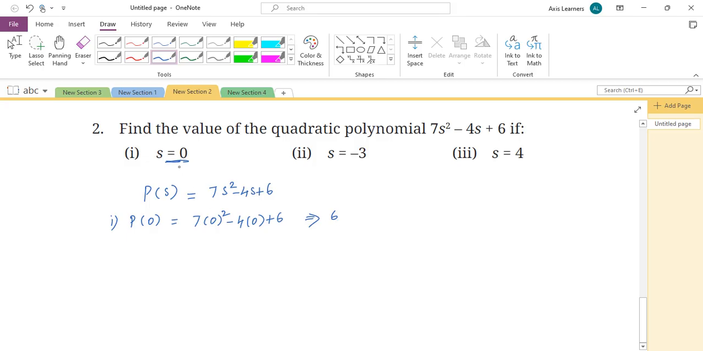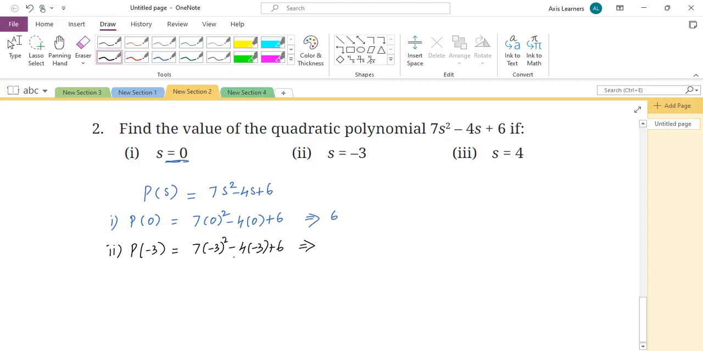So plus 6 is the value of the first one. Okay. Now we will find the second one. The second one is p of s is equal to minus 3. So we will substitute minus 3 here. Then what will come? 7 into minus 3 square minus 4 into minus 3 plus 6.